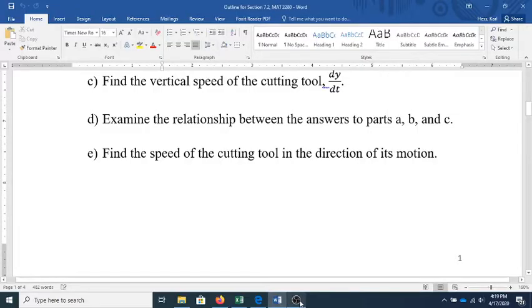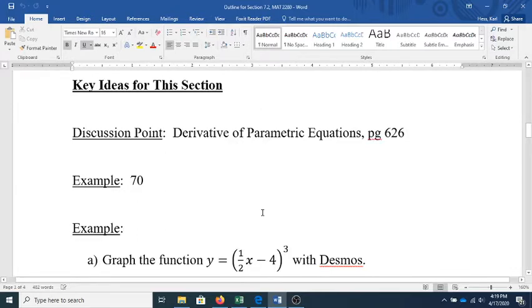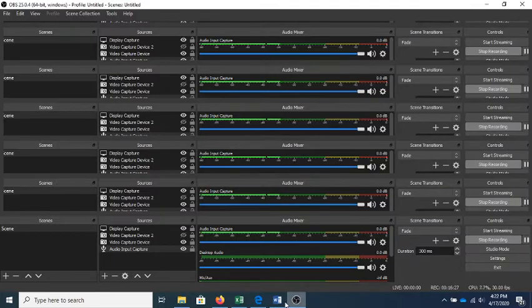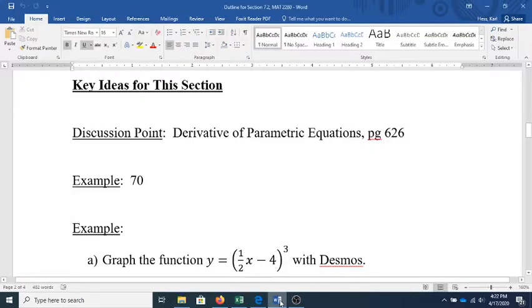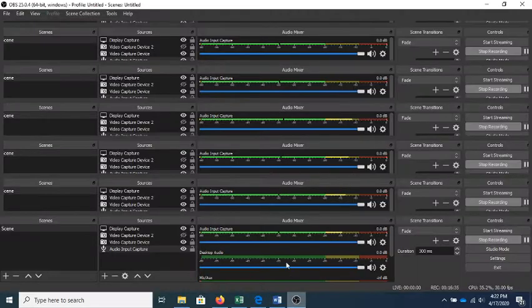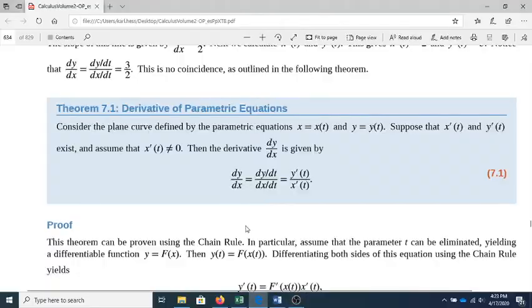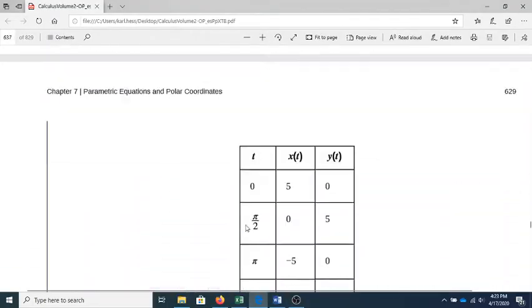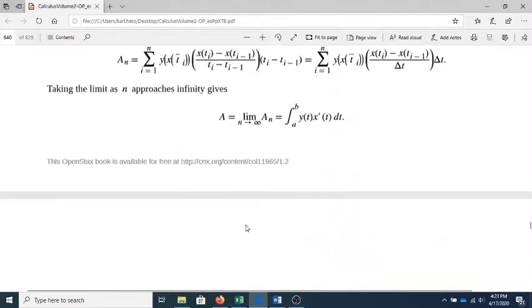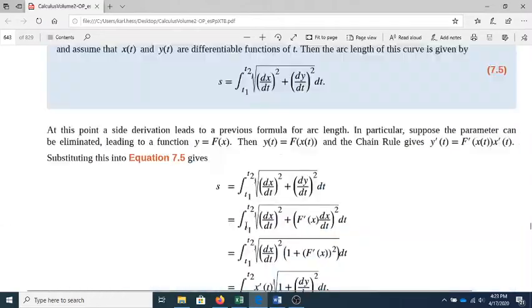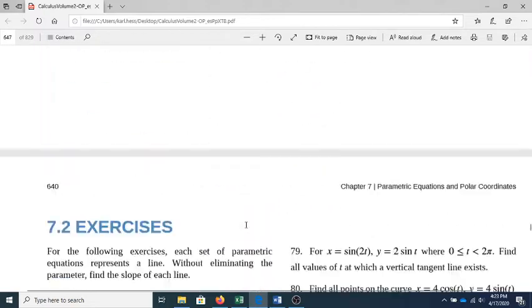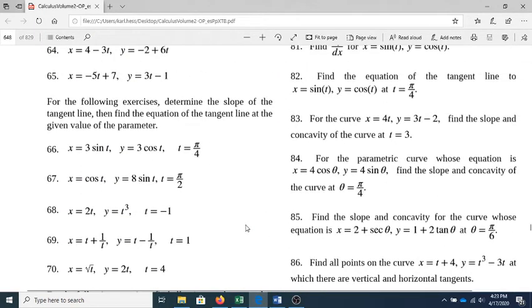Alright, so back to the outline. Alright, so it looks like we want to have a look at example 70. So let's pop over and do that. Aha! Here we go. I guess not example 70, problem 70 from the end of the section. Here we go. What are the instructions?